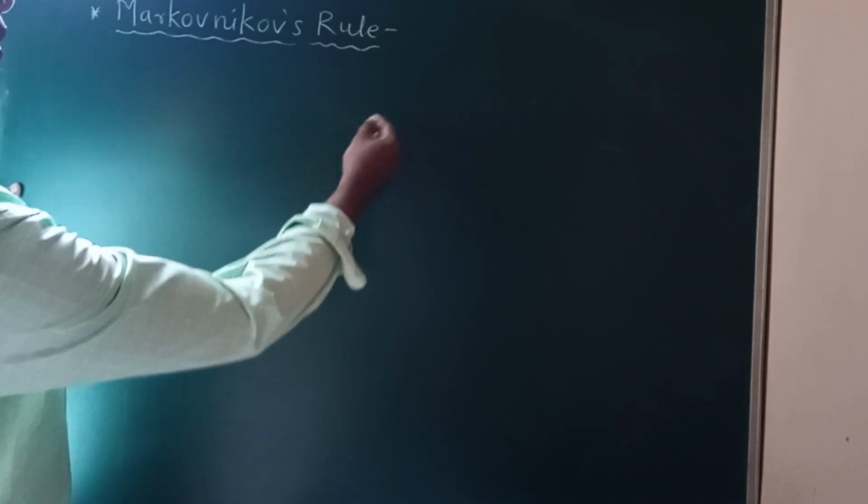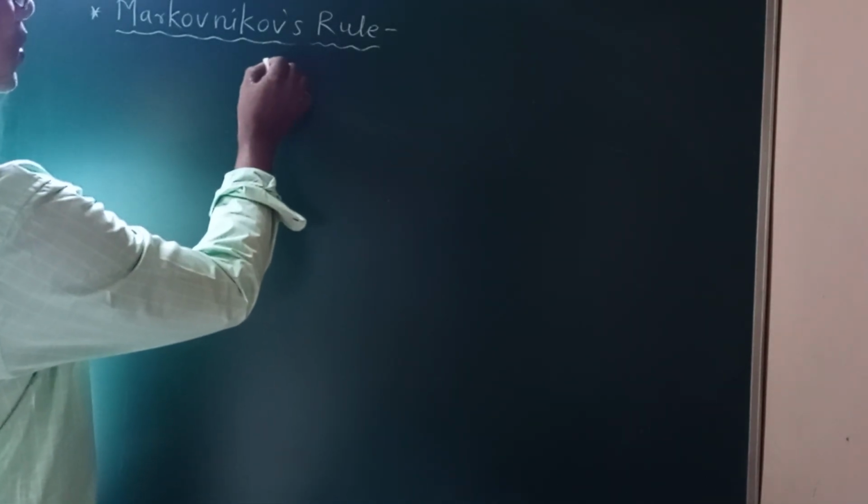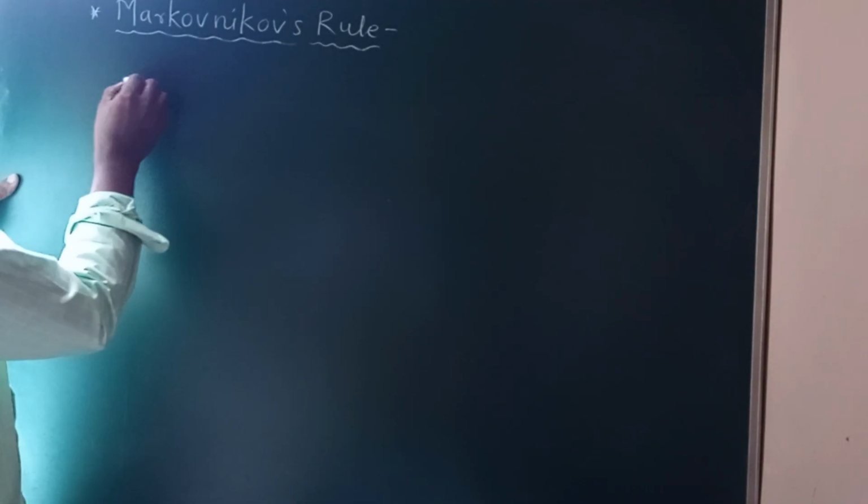It's a very important rule, and we find this rule in alkenes, one of the parts of hydrocarbon. Okay, so what this rule says, whenever unsymmetrical, okay, we'll see that rule later on. Let me explain this rule with the help of an example.